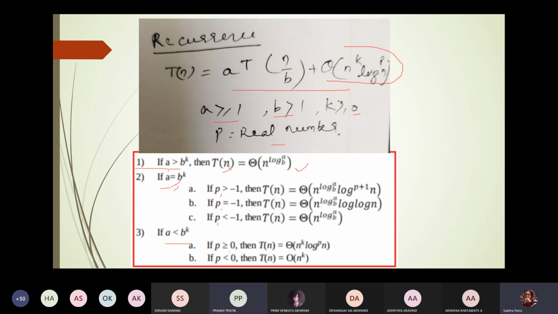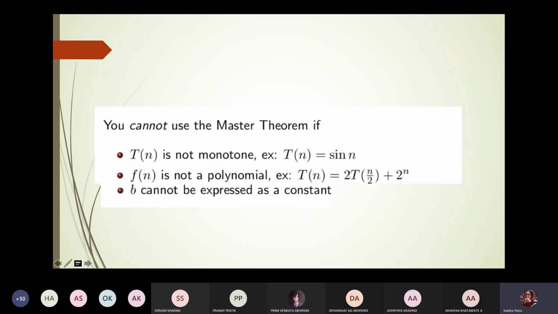Yes. So we'll see some problems. It would be more clear applying these particular cases. All the three cases we would see with some functions, and later you can try on your own as well. Okay. So conditions, as we said, a should be greater than or equal to 1, b should be greater than 1, so that condition has to be there.